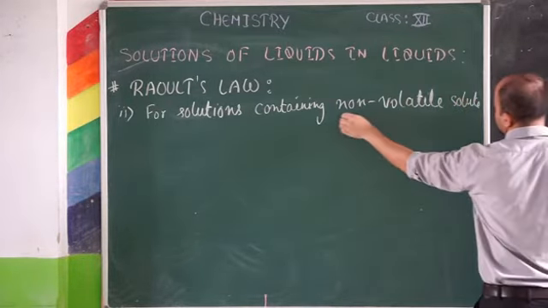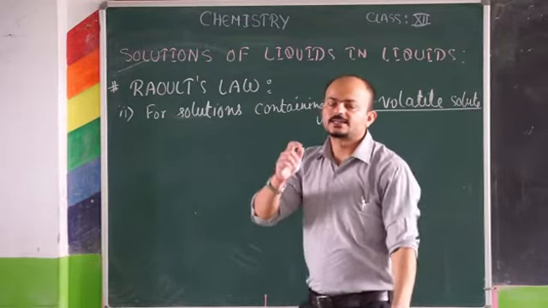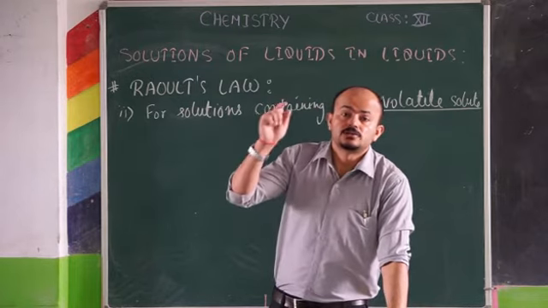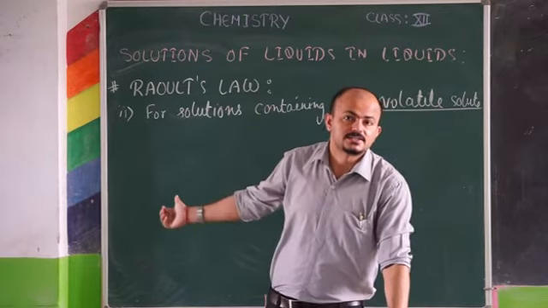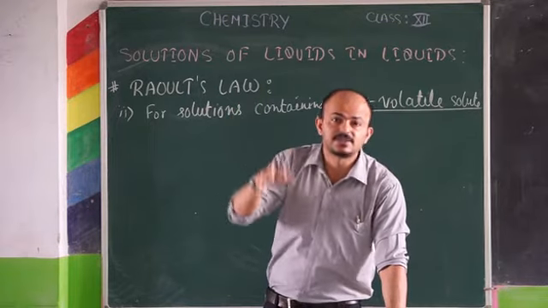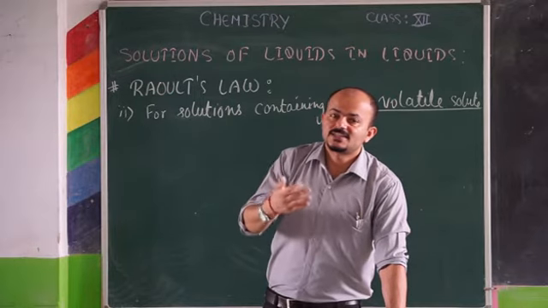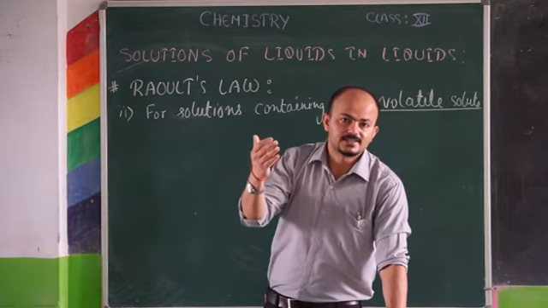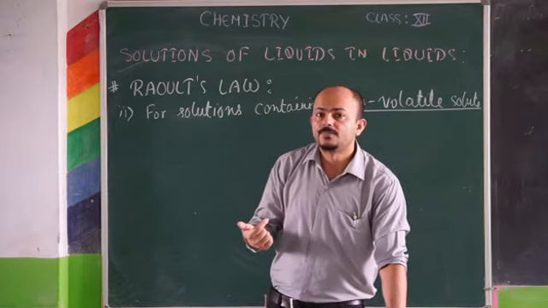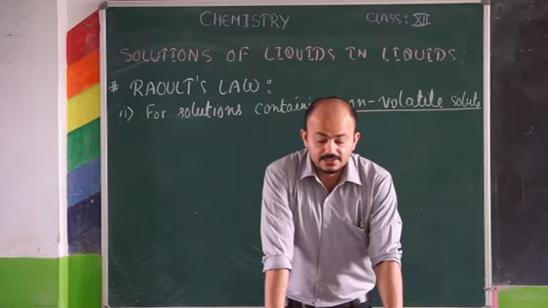Now, whenever we say non-volatile solute, that means this particular non-volatile component is not contributing to the total vapor pressure. Why? Because it's not going to the vapor phase. If it doesn't go to the vapor phase, that means it cannot exert pressure. It is remaining in the liquid state itself, it hasn't gone to the gaseous state. That means there is no question of it exerting vapor pressure. Please remember this.